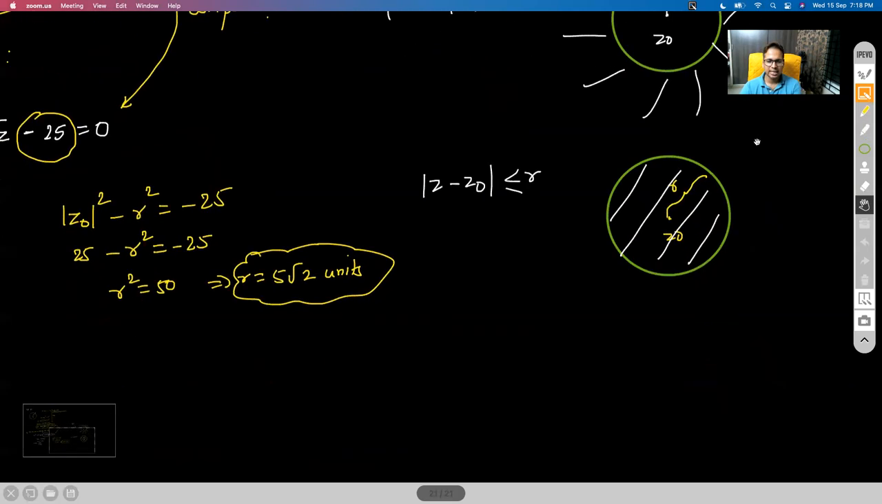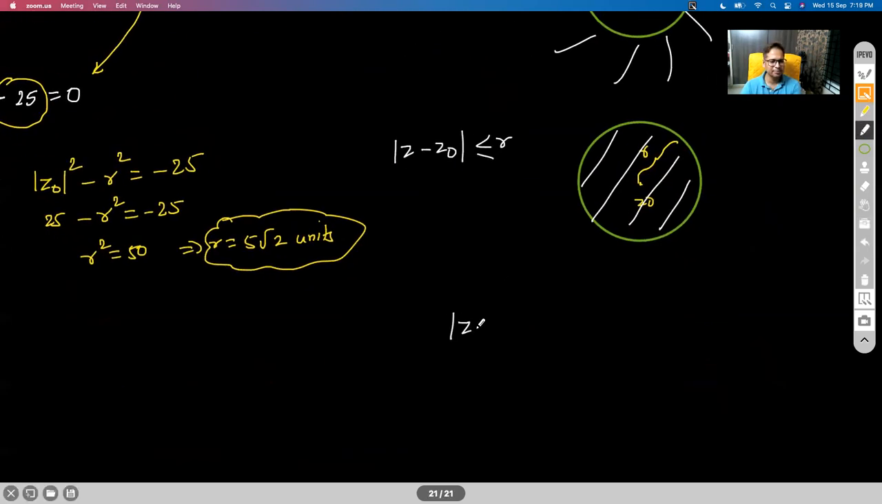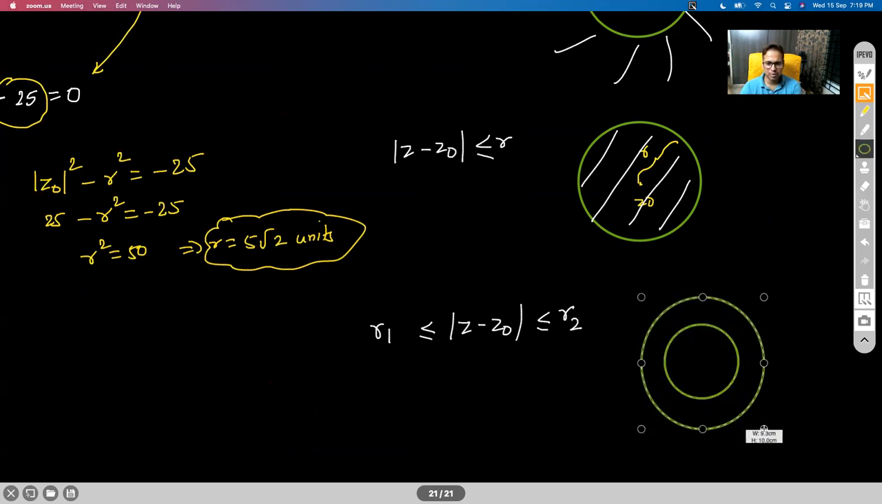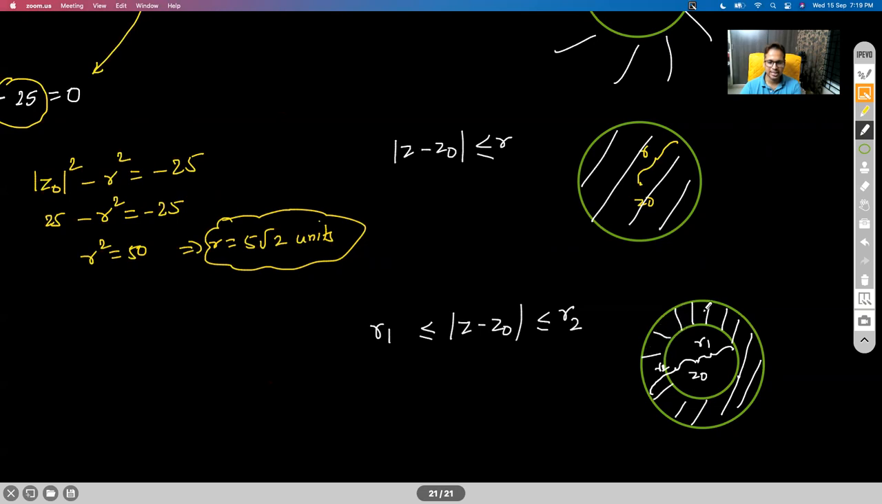If the question setter gives you a scenario where he mentions that this is between some R1 to R2, then you have to look at an annular region here, where the small circle and the big circle both have a center at Z0. This is going to be R1 and this is going to be R2. So you are looking at this region. Your Z is satisfying the condition that its distance from Z0 is more than R1 but less than R2. So it has to be within this region. All these types of questions can be framed.